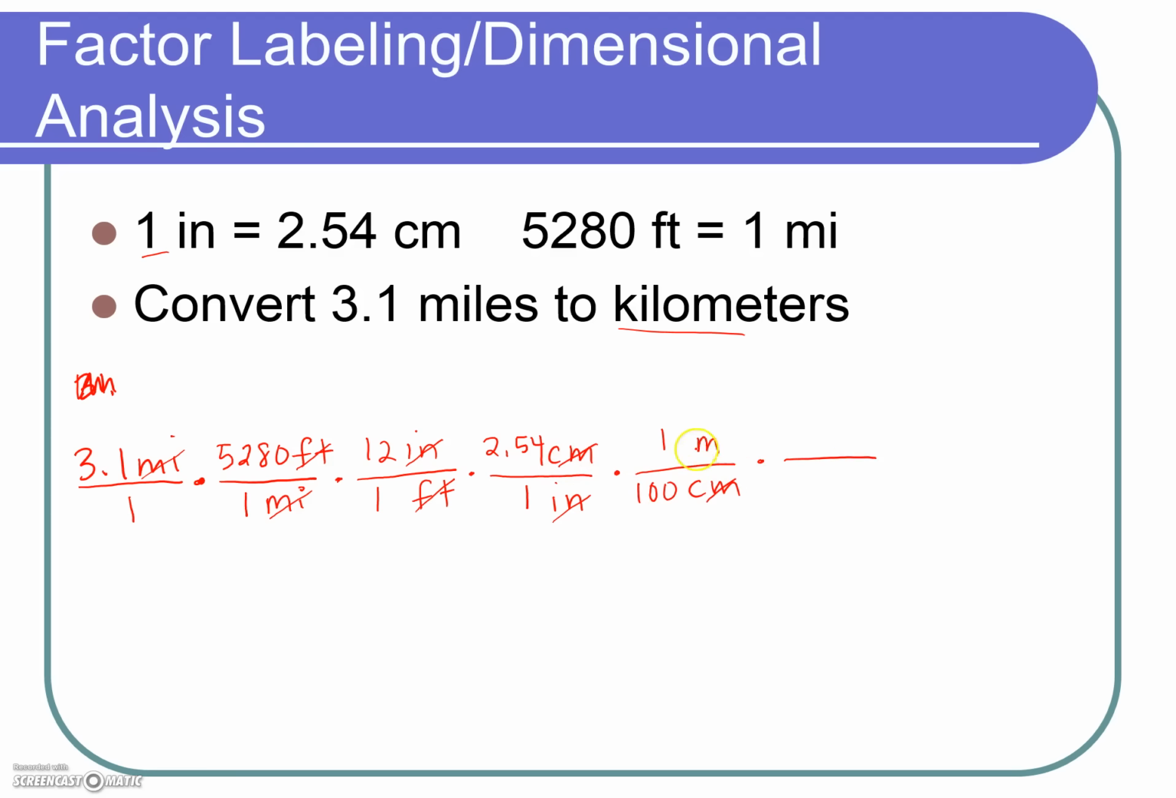And then if I'm trying to get rid of meters, I'm going to put meters on the bottom, and I'm going to convert that to kilometers. 1 kilometer is 1,000 meters. And now my final unit is kilometers, and that's perfect because that's what I want.